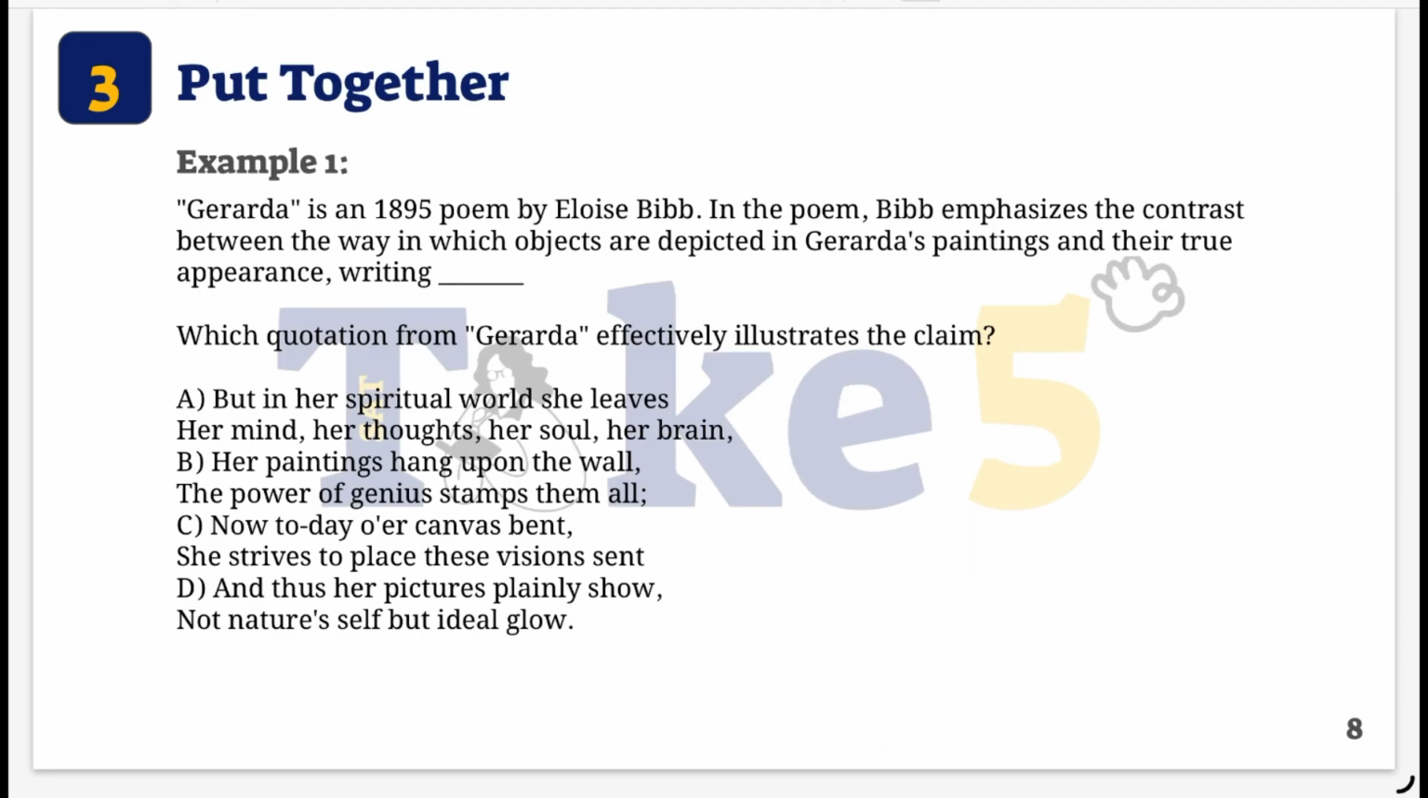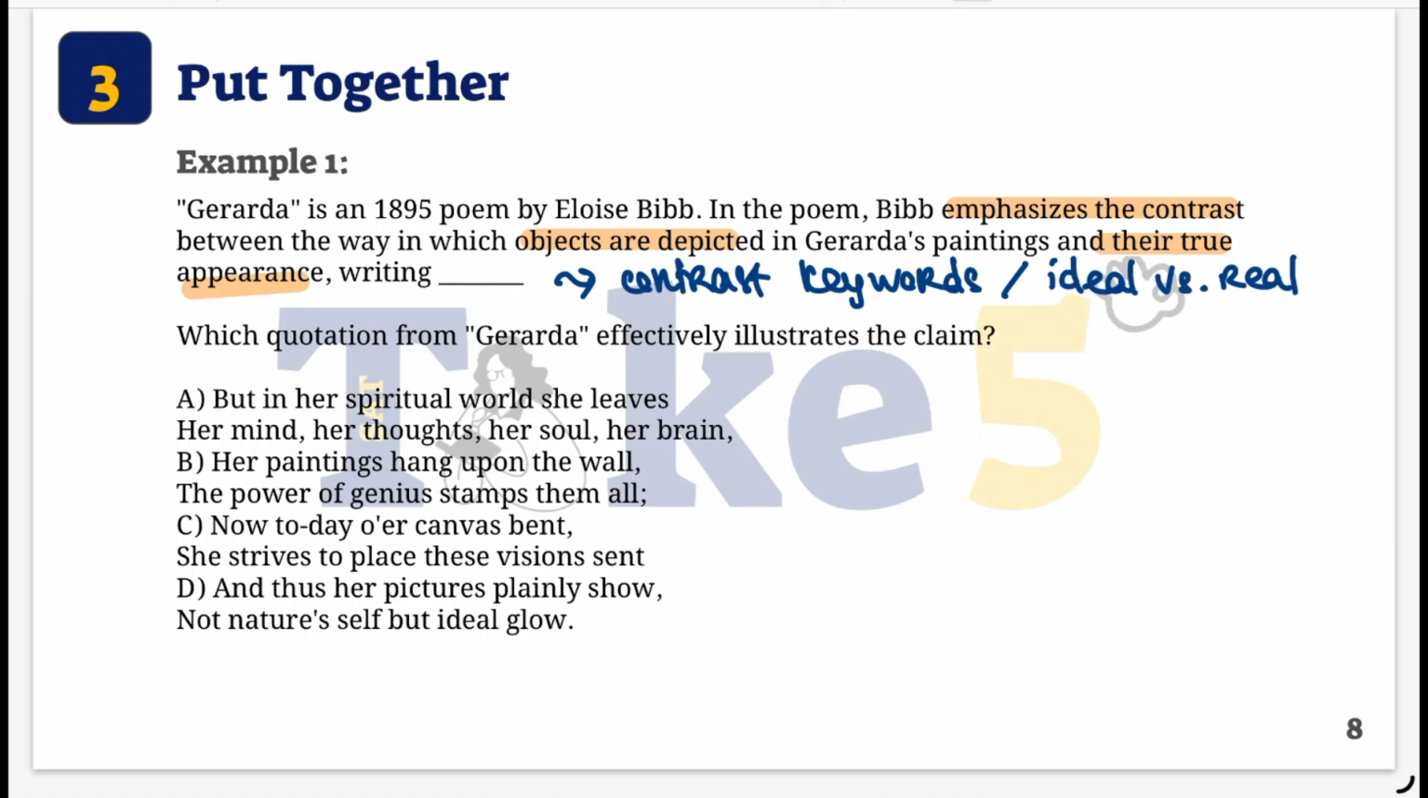Now let's put everything we've learned into solving these practice questions together. Feel free to pause and try on your own first before looking at our explanation. This first poem example asks you for a quote that supports the idea that Bibb emphasized the contrast between appearance and reality. This is a contrast structure, which can be shown in keywords like but, yet, or a comparison of ideal versus real. Next, we apply the same strategy of classifying each quote by what feeling it conveys and find the one with the same contrast structure intended by the author.